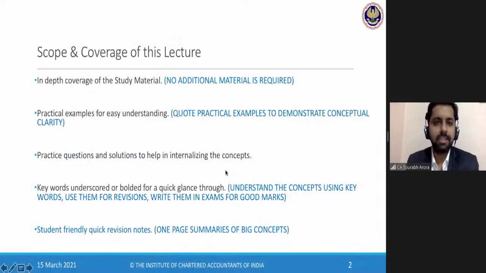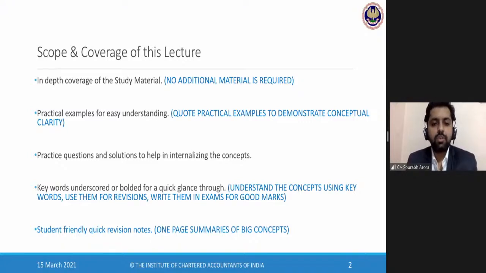First of all, we'll discuss the scope and coverage of this lecture. First, we have covered the in-depth coverage of study material. Please understand that no additional material is required to crack this exam. Only the study material is good enough to crack the exam and gain conceptual clarity. Secondly, we are going to discuss practical examples for easy understanding. Students are requested to quote practical examples to demonstrate conceptual clarity, and through these practical examples only, they are going to become good auditors.